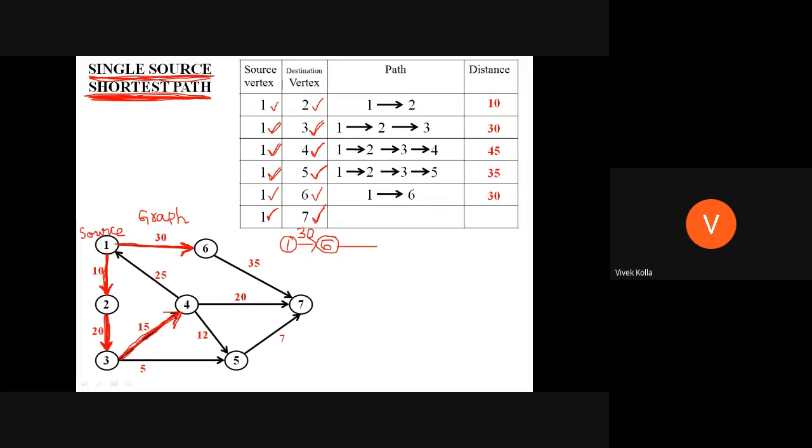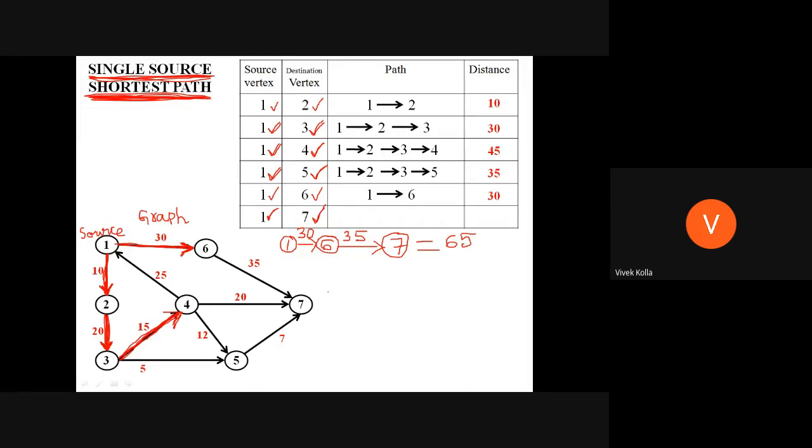And from 6 to 7, I am moving from 6 to 7. So what is the distance from 6 to 7? From 6 to 7, the distance is 35. So if I choose this path, what is the distance from 1 to 7? That is 30 plus 35, it will become 65. So this is one path which has a distance of 65.